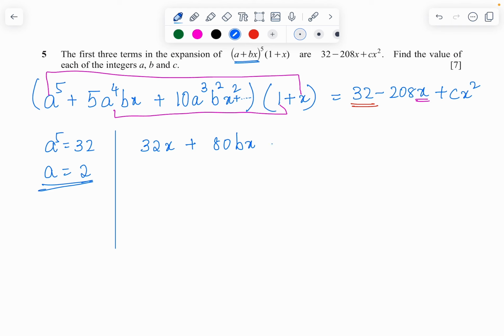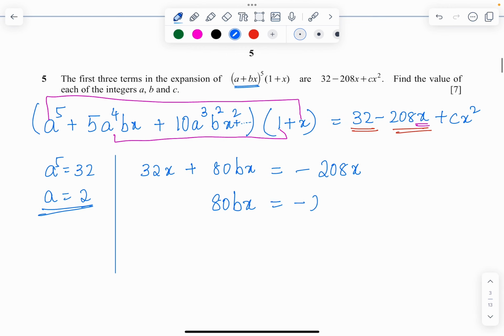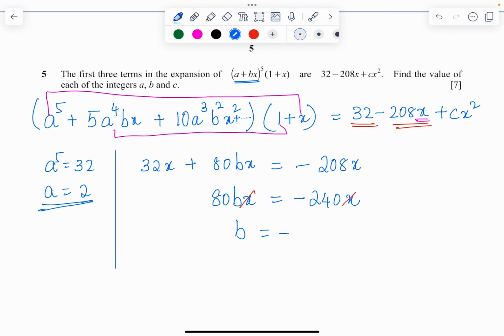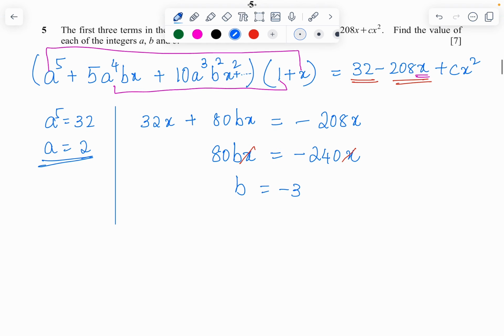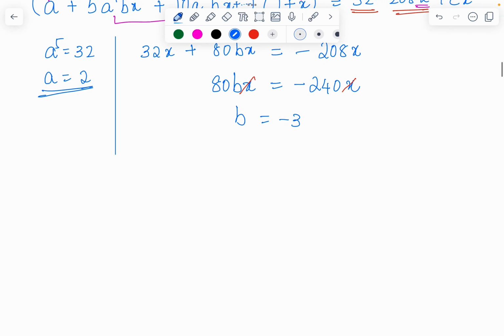This must be equal to the second term here, which is -208x. So I'm going to put all the like terms together: 32x + 80bx is equal to -208x, so 80bx is equal to -240x. I just cancel out the x's here. So b equals -3. We already got a and b. Now I'm going to solve for c. We don't have space here for c, so I will solve it down.